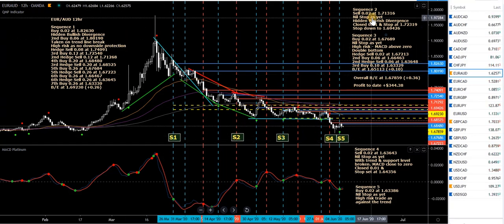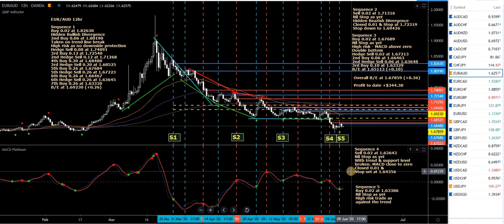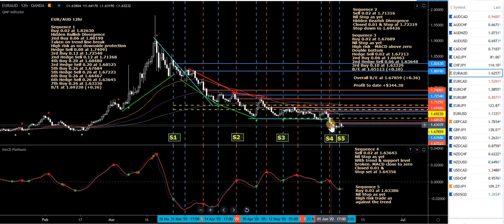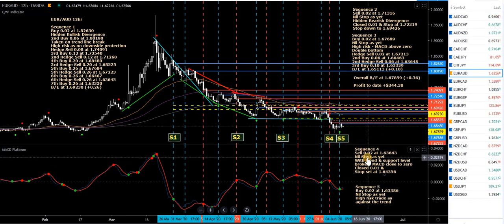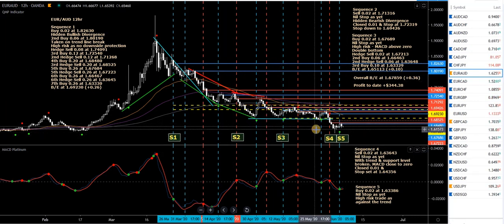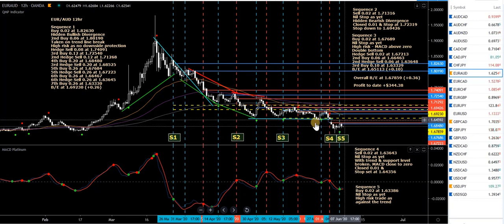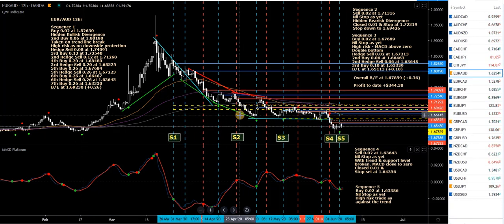Now sequence 2 is a sell trade. It's got a stop in place, so it's a standalone. And sequence 4 is a sell trade and got a stop in place. So they're just standalone trades, so there's no dramas on those two. So you have the other 3 sequences. Hence I've got a sequence 1 break-even level, overall break-even level, and a sequence 3 break-even level. So that's the 3 yellow lines.